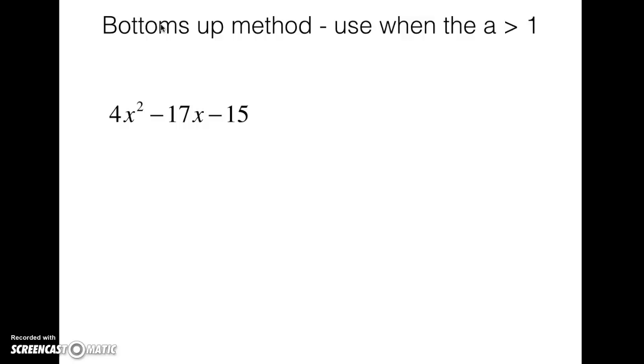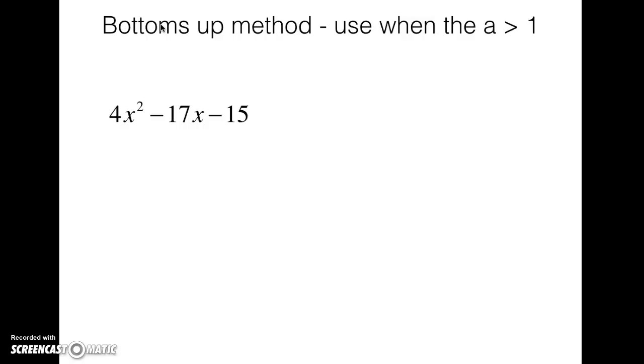It gets a little bit more complicated whenever the a value is greater than 1. For example, 4x squared minus 17x minus 15. We can't use the method that we did before because the 4 is going to change all of the factors. So to make this a little bit easier, we're going to use a method called the bottoms up method.